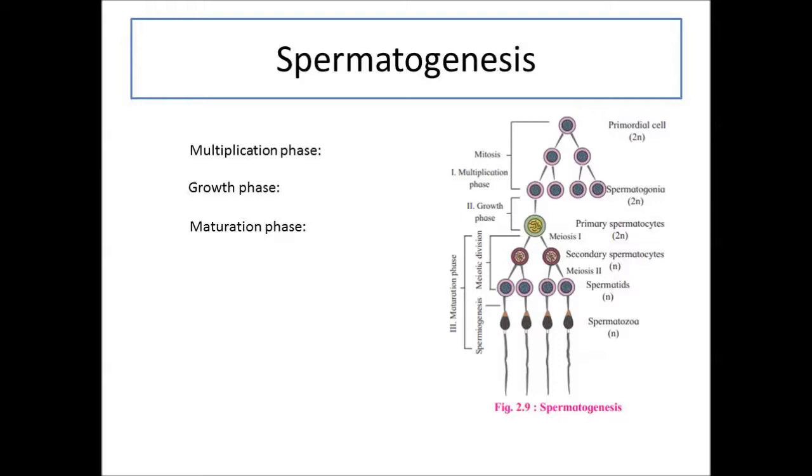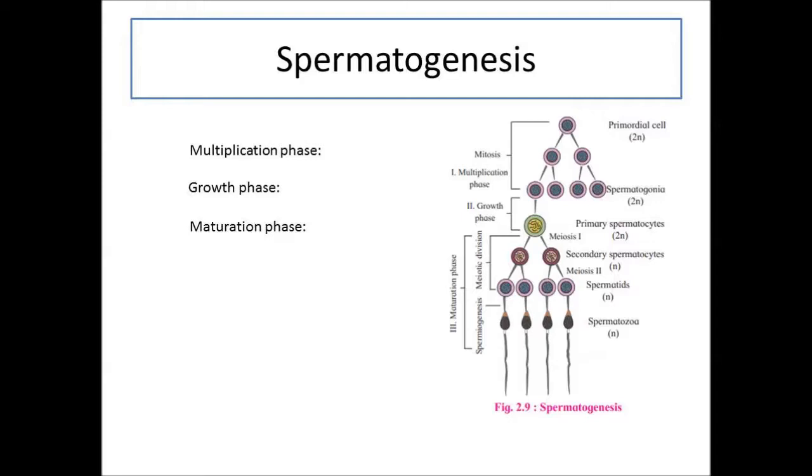The primary spermatocyte undergoes the first phase of meiotic division, that is meiosis I, leading to the formation of haploid cells. These are called secondary spermatocytes, and these are haploid, with 23 chromosomes each. The secondary spermatocyte undergoes the second phase of meiotic division, meiosis II, to produce four haploid spermatids, and this spermatid is non-motile and non-functional.